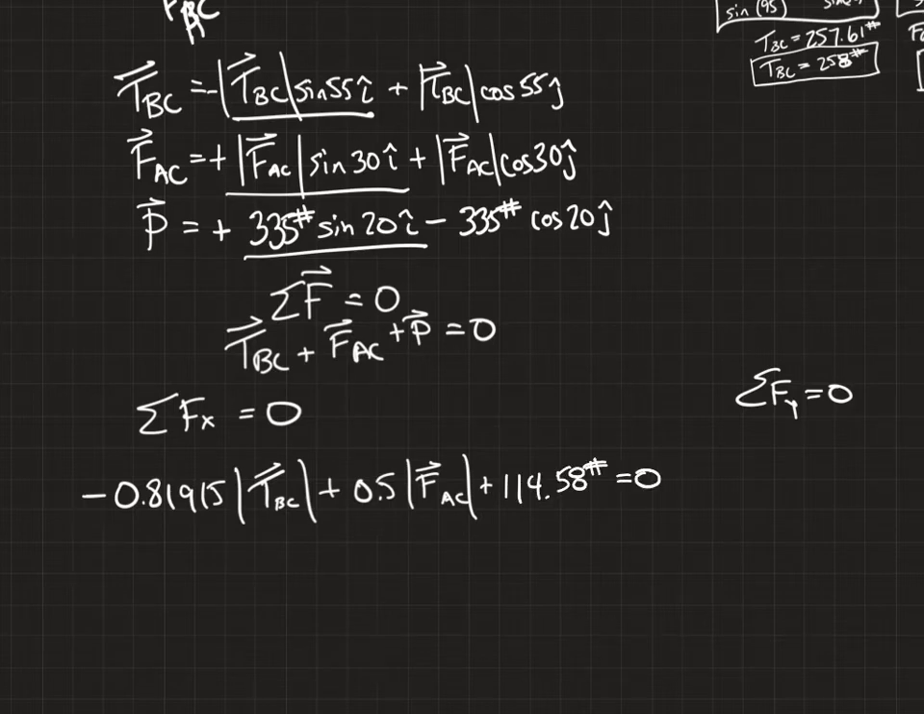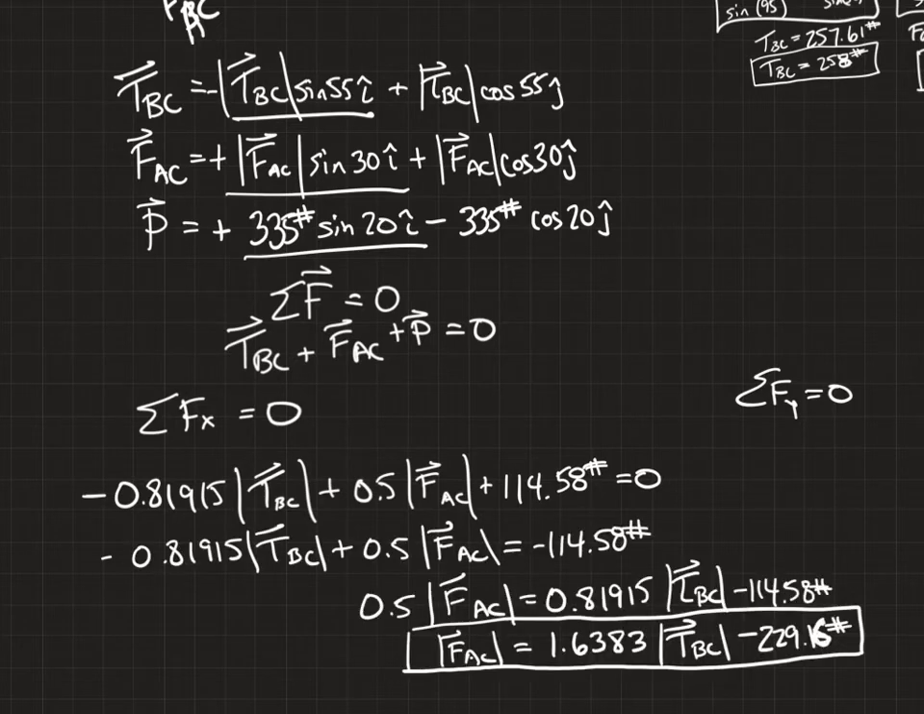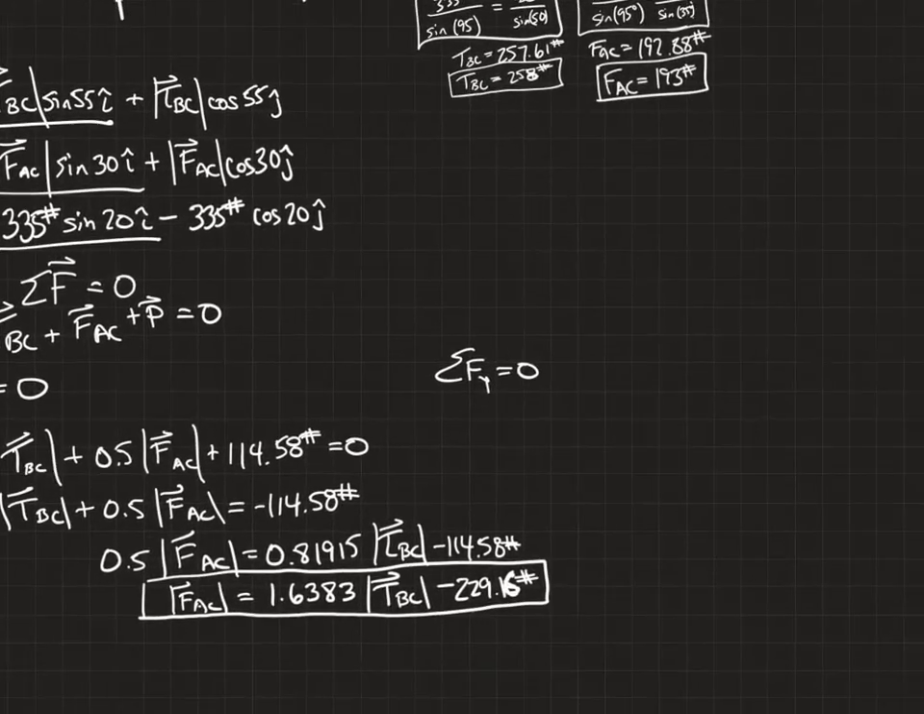Okay, now this is kind of an ugly equation. So what we're going to do is we're going to have an equation in x, and we'll have a similarly ugly equation in y, and I'm going to want to solve one of these and plug it into the other one. So I'm going to go ahead and solve this one for FAC, and that way we'll have something that we can plug into the y direction. So I'm just going to pause it while I do the algebra. All right, so rearranging and solving for FAC, I get FAC equals 1.6383 TBC minus 229.16 pounds. So this is auspicious because 229 is my lucky number. So that's a really good sign.